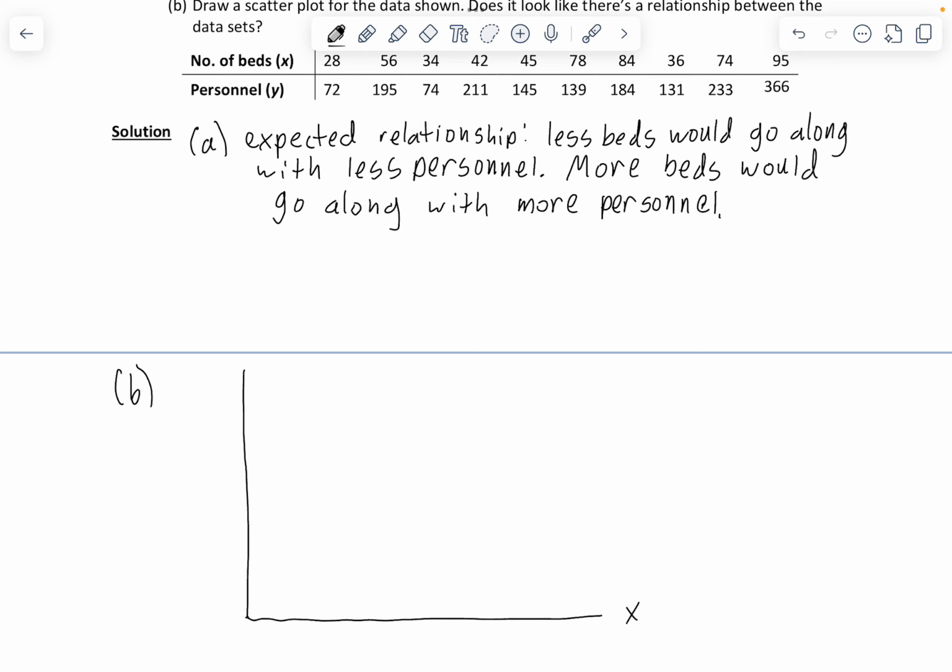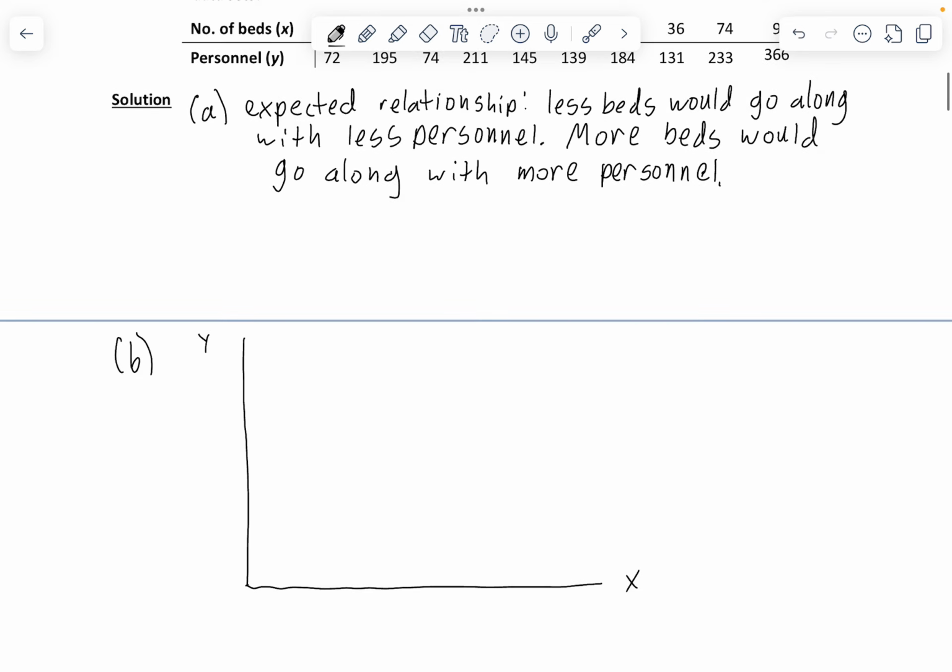This is X, this is Y. My X axis, we'll just label it number of beds. And then my Y, I will label this as personnel. Like so. Then I've got to scale my axes.